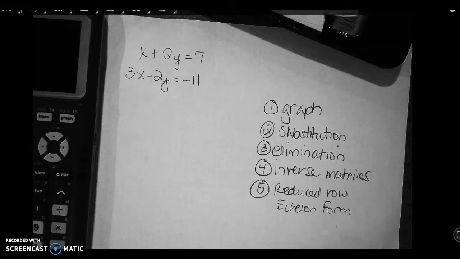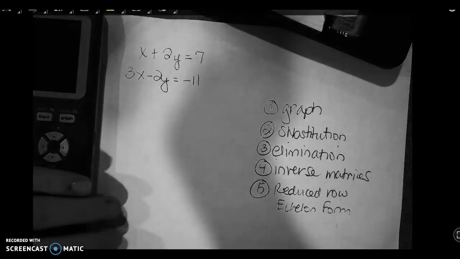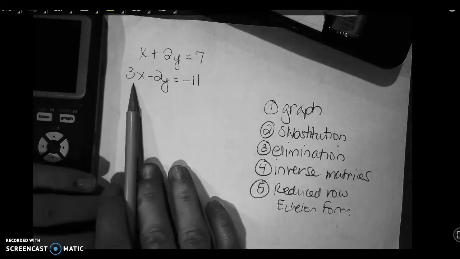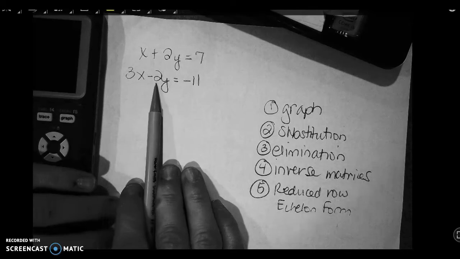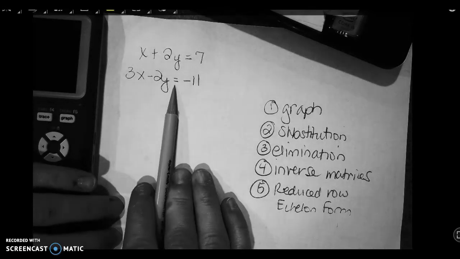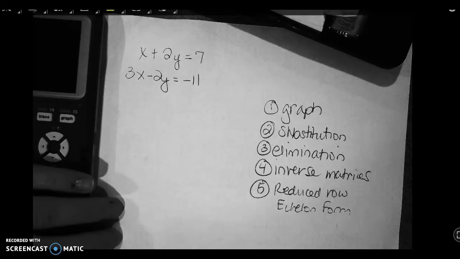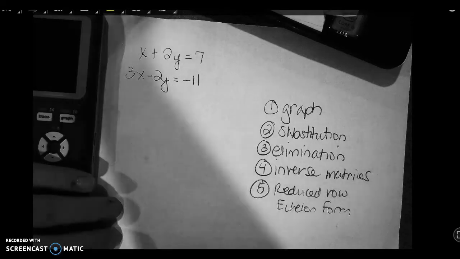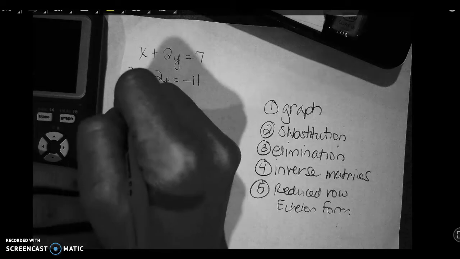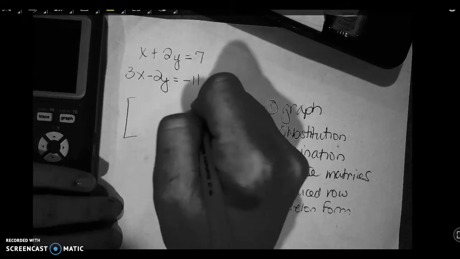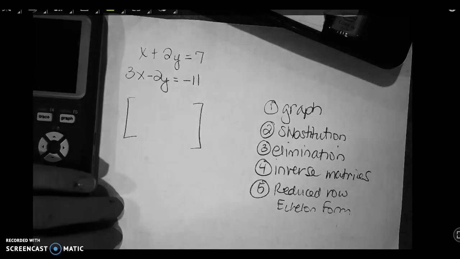So in order to first write a system as a single matrix, you do need to make sure everything's lined up. What I mean by that is your x's are lined up, then your y's, then your equals, and then your constants, which I've already done for you. But you must have your equations written in that format and in that order. And so this enables me to write this as a single matrix.